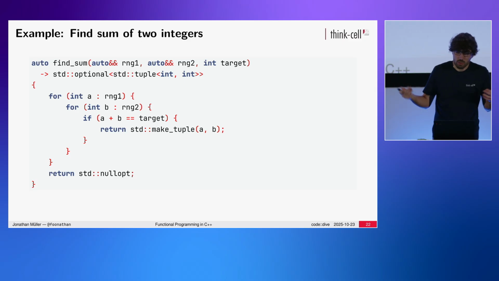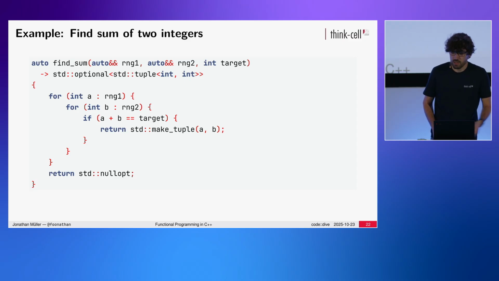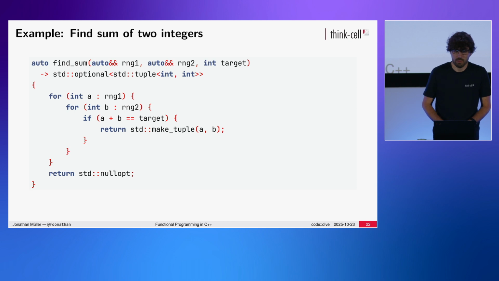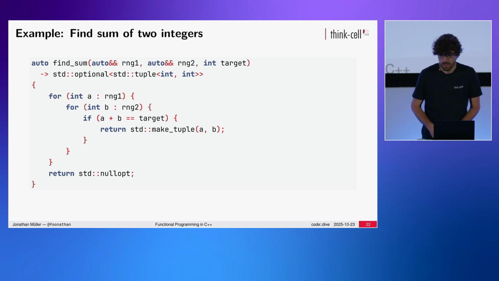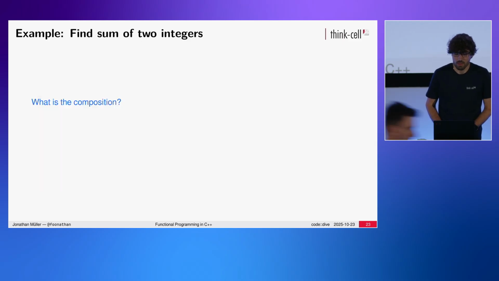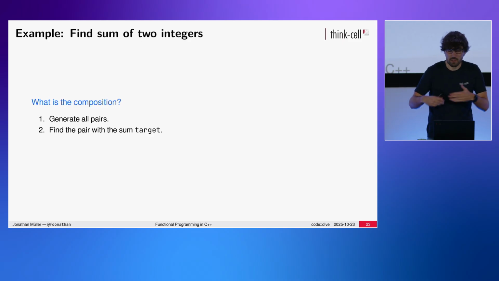And again, this is how we would write it imperatively. So we just have two nested loops. We loop over all values from the first range, all values from the second range, and check whether the sum is target. If so, we return it. Otherwise, we return that we haven't found anything. And again, to make it functional, we have to ask ourselves, what is the composition? Well, the composition is, we first need to generate all the pairs. And then we need to find the pair whose sum is target.